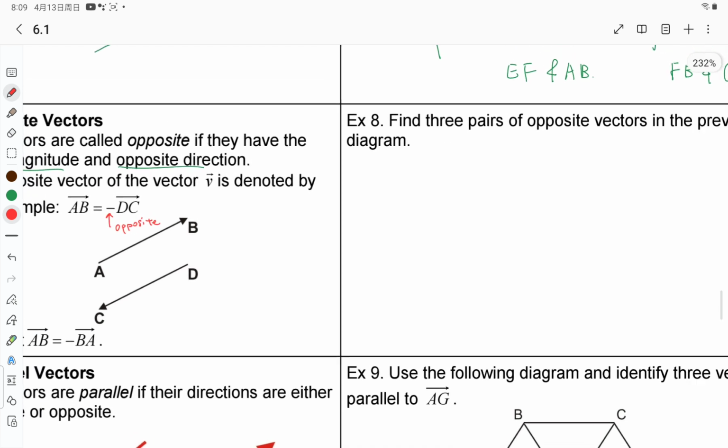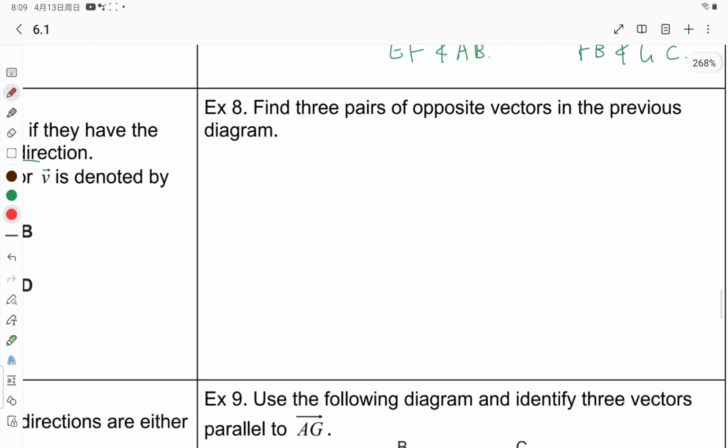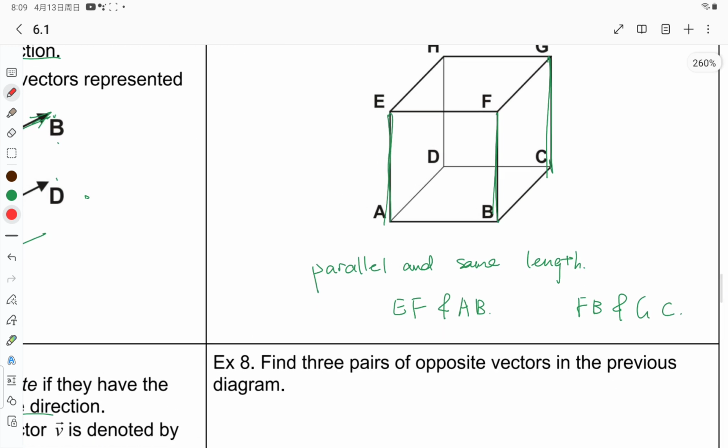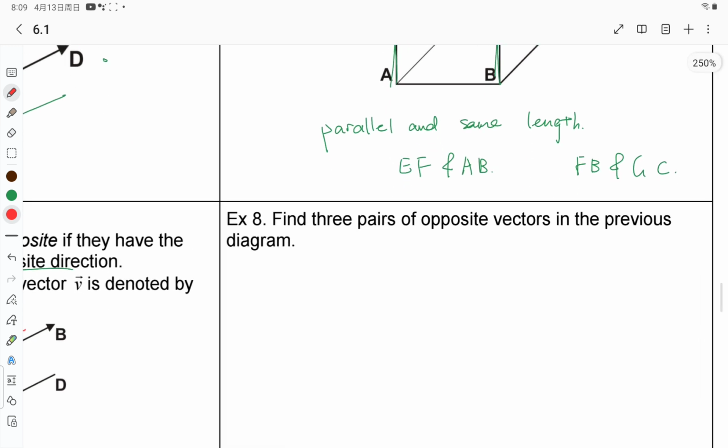Okay, find 3 pairs of opposite vectors in the previous diagram. Alright, this is again, I think, not so interesting a question. I'm just gonna, for example, take EF. So how to write the opposite vector is actually FE, right? Because math symbols are very descriptive, right?